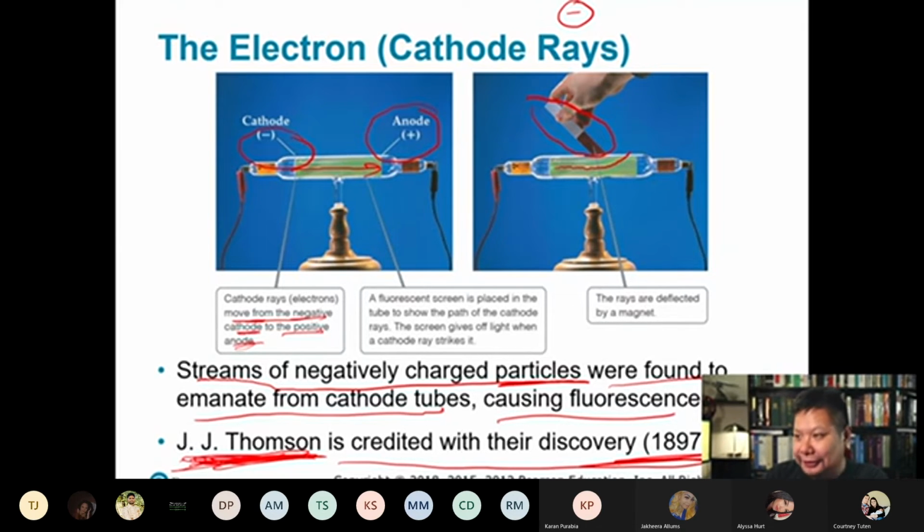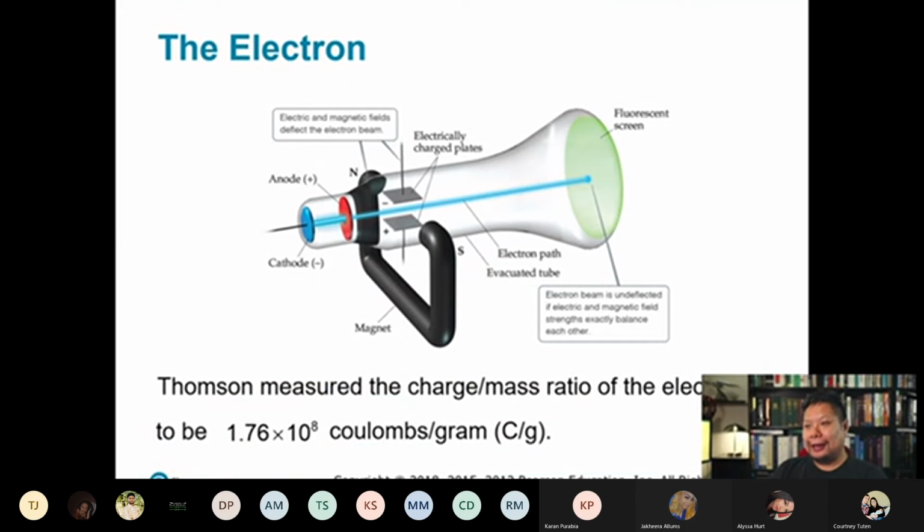Good stuff. So let's talk about the electron. Thomson measured the electron's charge to mass ratio, which is just the electron's charge divided by its mass. And he found it to be 1.76 times 10 to the 8 coulombs per gram. That doesn't mean too much to you right now, but it will later. I'll tell you why in a little bit.